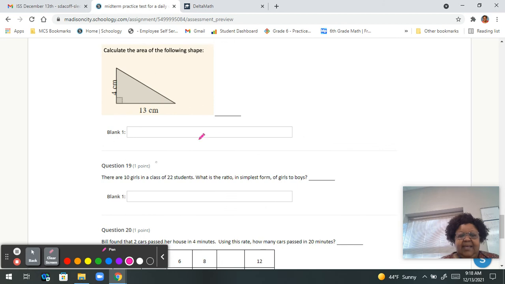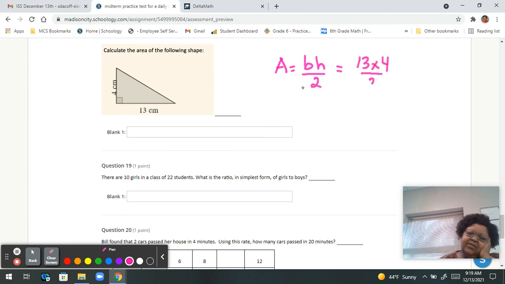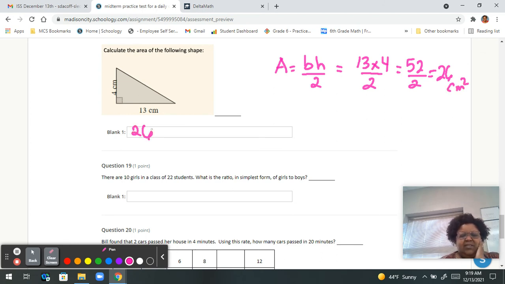Okay. Area. Now, some of you just did 13 times 4 and got 52, and you went on with your life, and the system marked it wrong because the area of a triangle is base times height divided by 2, or 1/2 base times height. So we got 13 times 4 divided by 2. I think that's 52 divided by 2, which is 26 centimeters squared. But in here, you can just put this 26.